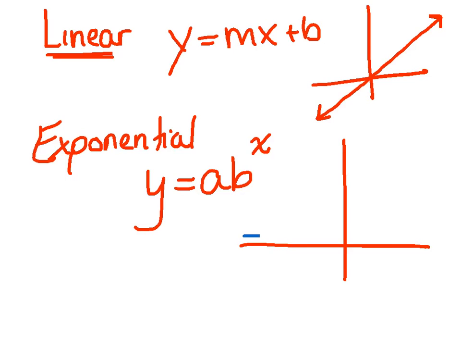Exponential grows really fast. Okay, growing exponentially, you may have heard that term before. And it's going to pass through this point 0, 1 most likely. And again, this function is growing very fast. And it has a horizontal asymptote at y equals 0.